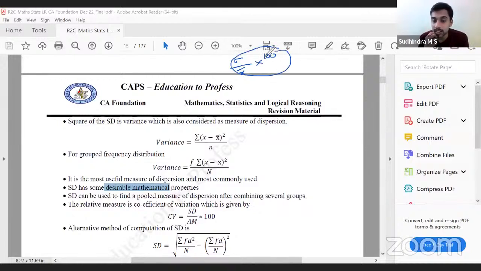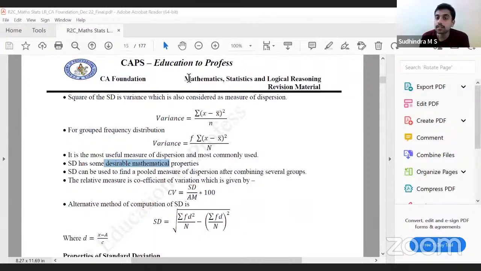Coefficient of variation. Now, in arithmetic mean, we had an alternative method. Similarly, we have alternative method of calculating. Instead of x, consider d. Same. So, square root of summation fd square by n minus summation fd by n the whole square. Here, what is d? Same, x minus a by c.